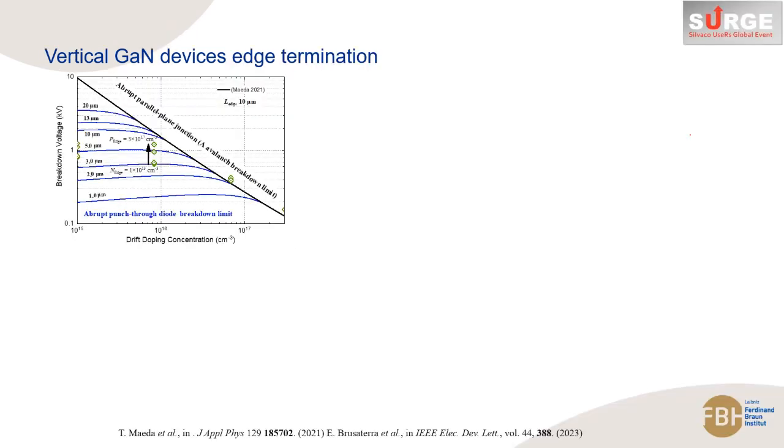The simulation results may now be compared to a theoretical analytical model. Maeda showed the dependence between the breakdown voltage of a one-dimensional diode for GaN and the drift region doping concentration. We can see that there is very good agreement between the simulation results and the analytical model.